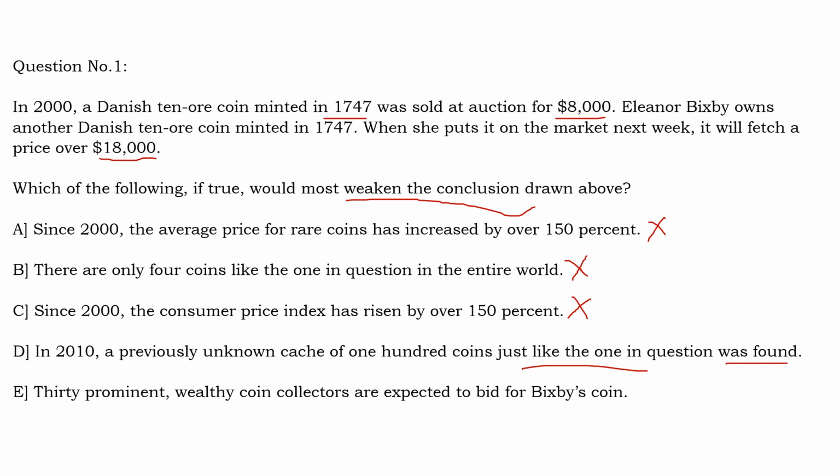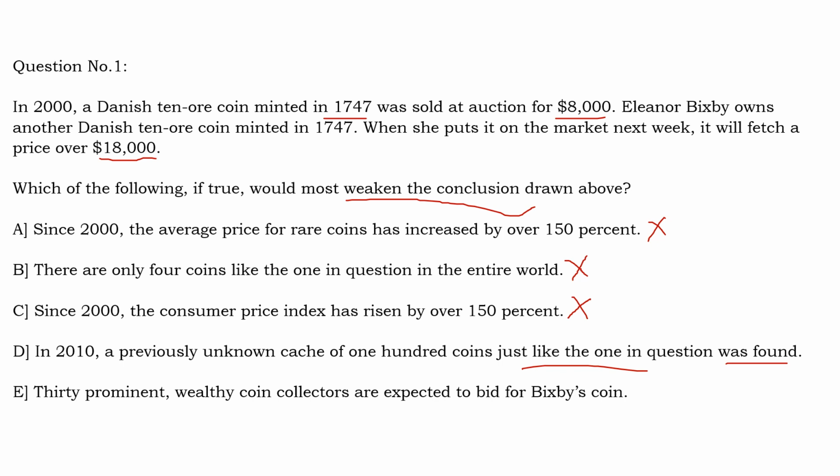If the antique value has gone down, what is the meaning? She is definitely not going to get $18,000 now if she puts it up for auction. So this one is actually going to weaken the conclusion, because our assumption is that this coin is a rare coin. That assumption is broken by this statement, which says that this coin is not very rare; there are many such coins in the entire world. Then this antique value is not there. So she is not going to get the $18,000 that she is expecting. So this is why this option is a good answer. Keep it in your mind because it weakens our conclusion.